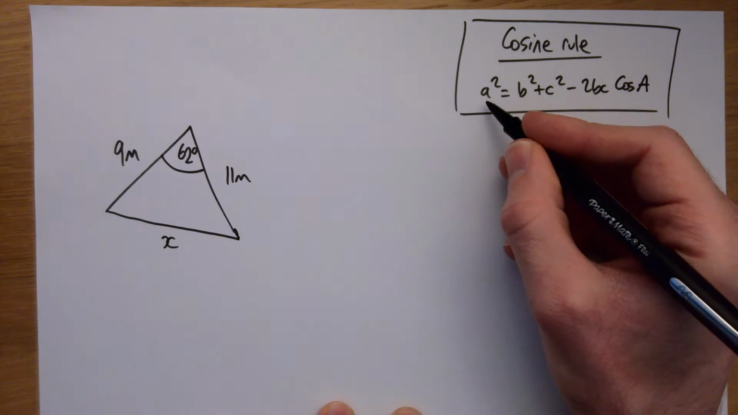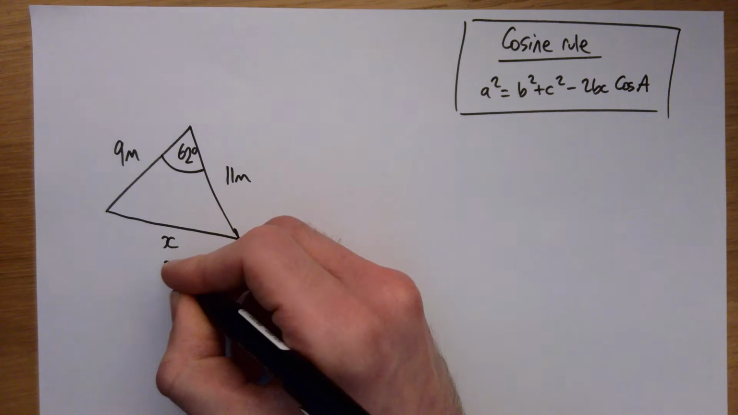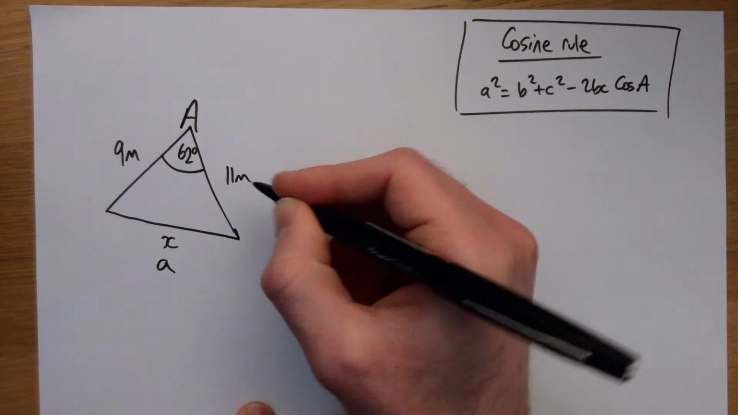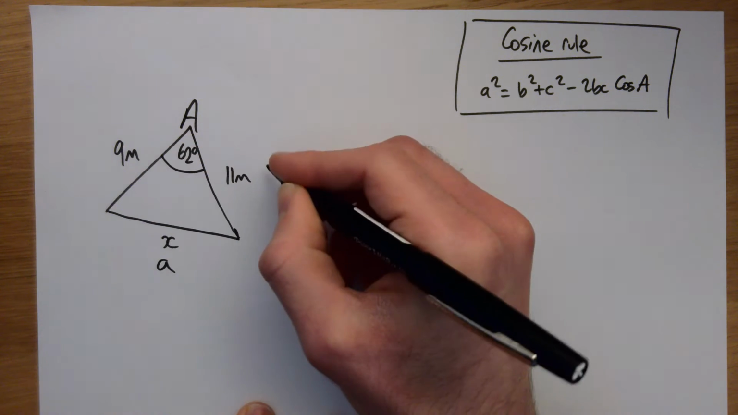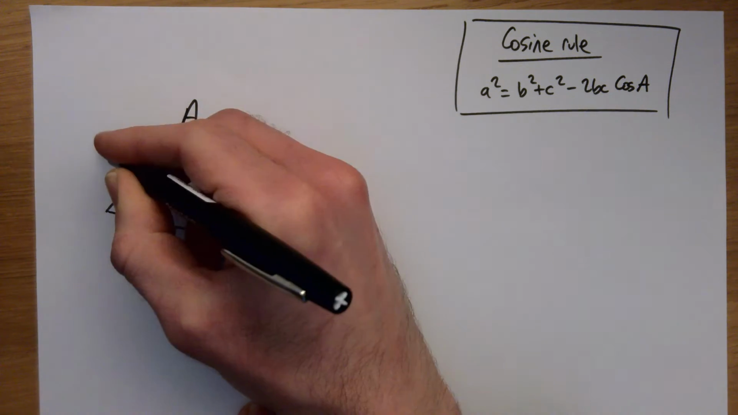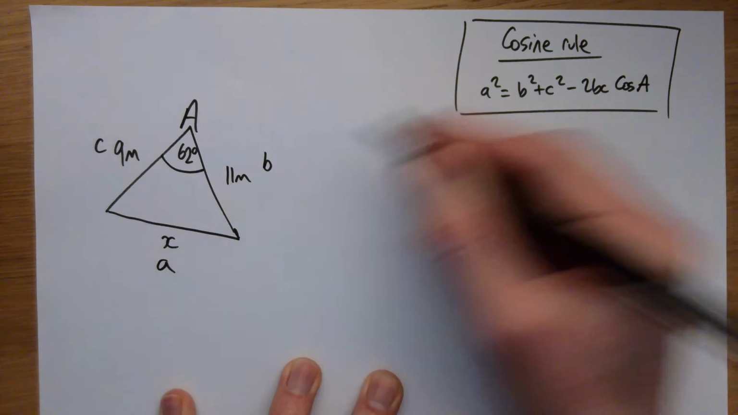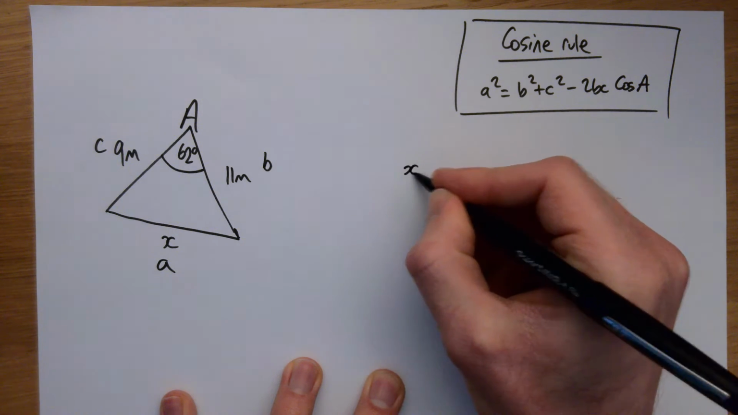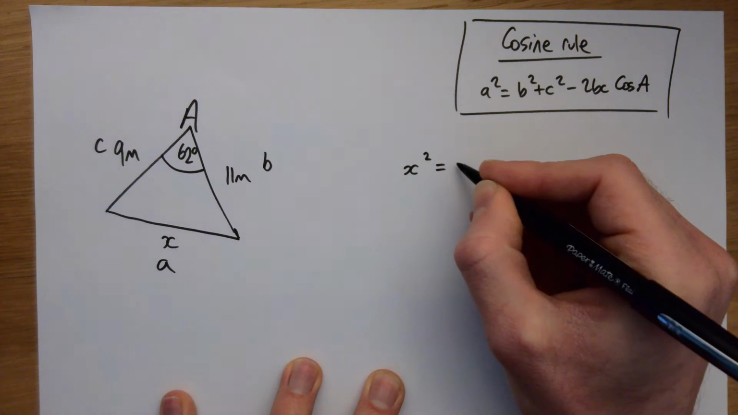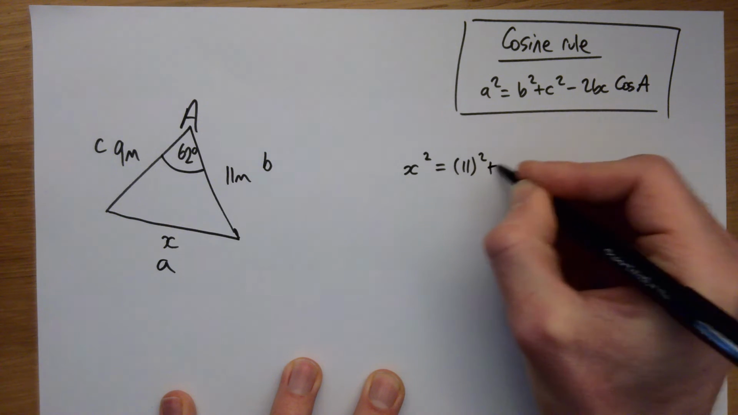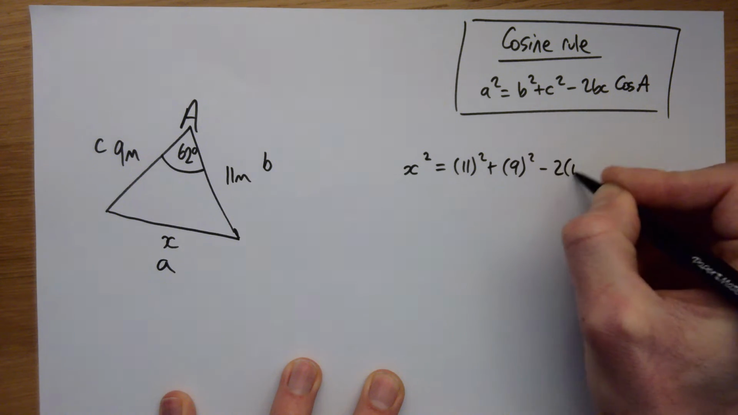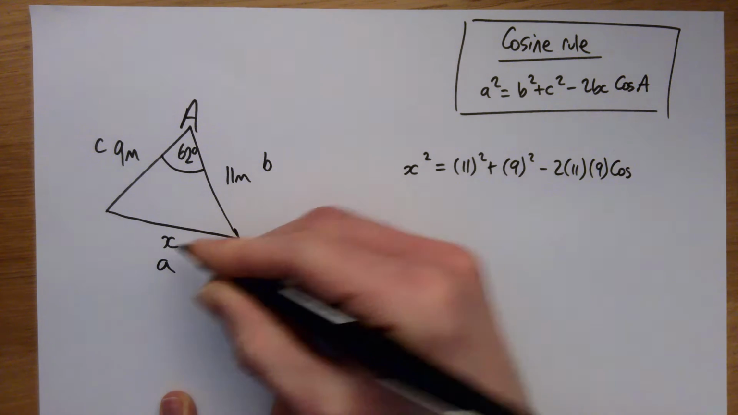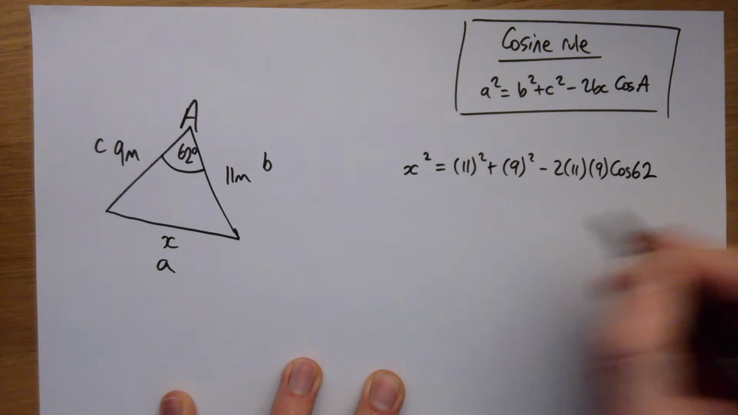Now, the length we're trying to work out, I'm going to label a, and the angle opposite that I'm going to label capital A. b and c can be either 9 or 11, it doesn't make any difference. So I'm going to call this one b and this one c, and then it's simply a case of substituting those values into the formula. So a squared equals b squared plus c squared minus 2 lots of bc cos the angle opposite the side I'm trying to work out, in this case 62 degrees.